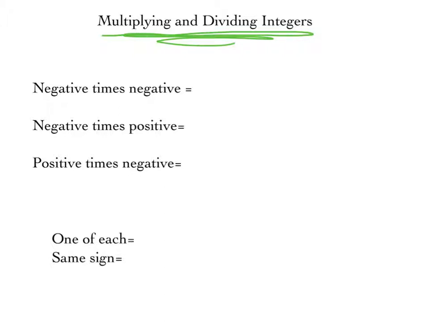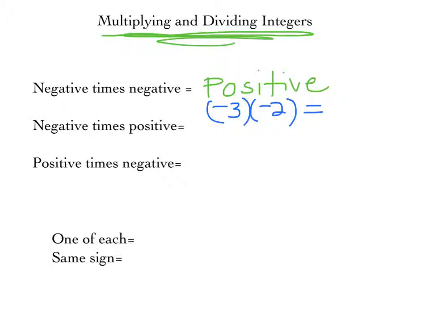Anytime you have a negative times a negative, you should automatically know, this is only for multiplying and dividing, a negative times a negative is a positive. An example of that would be negative 3 times negative 2. A negative times a negative is a positive, and the answer is 6. When you have one of each sign, so let's say you have a negative times a positive, your answer is always going to be negative.